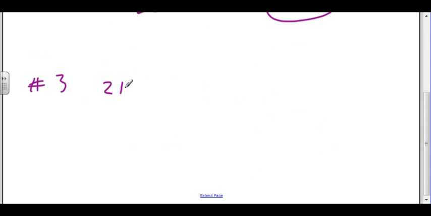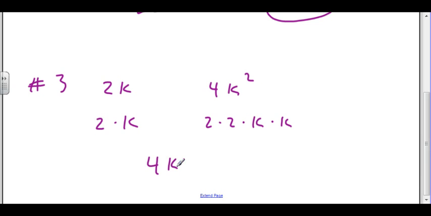I'm going to look at number 3 next. So I've got 2k and 4k squared. This guy's got 2 times k, and this guy's 2 times 2 times k times k. So my lowest common denominator is going to be 4k squared, because I need two 2's and I need two k's, and that's the way that would work. Oh, I'm supposed to do 3. Okay. We'll do 18 next.